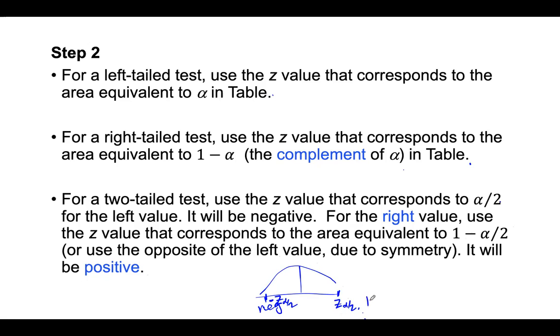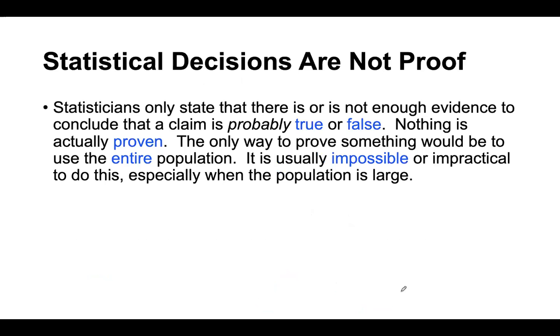And of course, this is going to be positive, which we found out before in previous weeks. So statistical decisions are not actually proofs. Statisticians only state that there is or is not evidence to conclude that a claim is probably true or false. Nothing is actually proven. The only way to prove something would be to use the entire population. It's usually impossible or impractical to do this, especially when the population is large. So again, these are just not proofs.